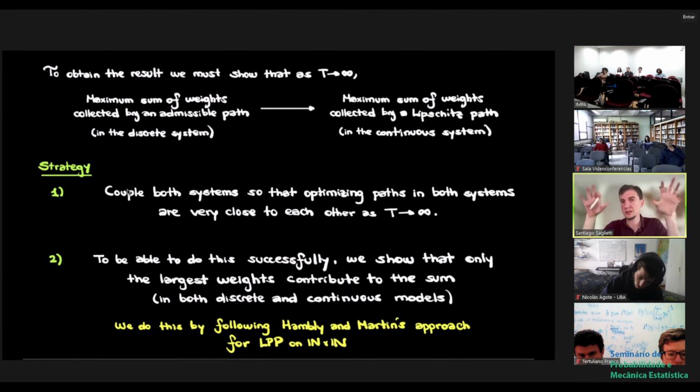The strategy for this will be the following. We're going to couple both systems, the ballistic deposition model and the continuous problem, the last passage percolation problem, in such a way that as t goes to infinity, both systems are very close to each other. And to be able to couple successfully both systems, we're going to need to show that for the maximization problem, only finitely many weights matter, that I can disregard all the weights which are beyond a finite amount.